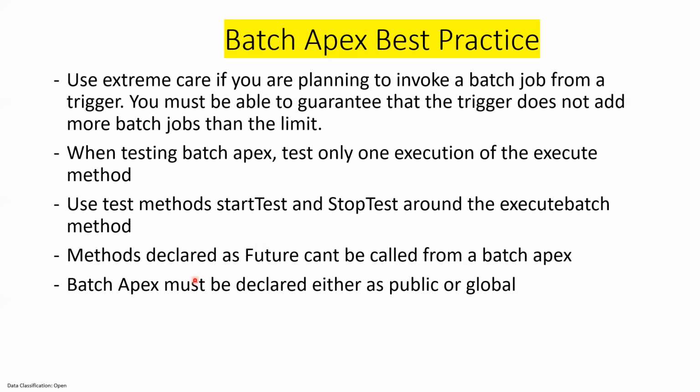If any method is declared as future, we cannot call it from a batch Apex, and batch Apex must be declared as either public or global. So very simple, if you summarize: to implement any Apex as batch Apex, use one interface, the Database.Batchable interface. To maintain state, Database.Stateful. To make a callout, Database.AllowsCallouts.